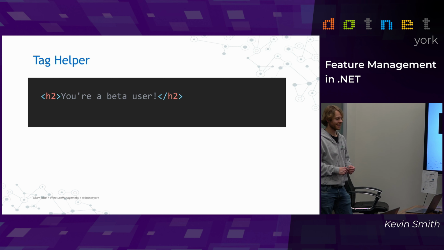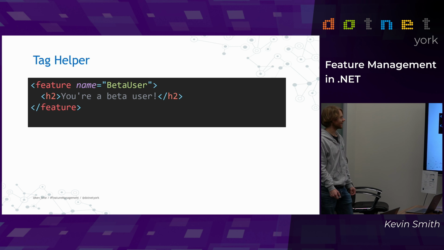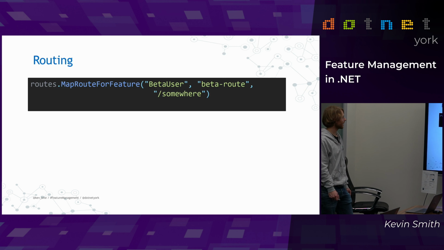Also there's tag helpers. So if you're using Razor and you write some server-side rendering stuff, you can just wrap it in a tag helper, and this one's called feature, and you just give it the name of the feature you want to toggle it based on. You can do routing based on it as well, so that's very similar. You get the idea, nice and easy. You can map the route for a feature, and you can say if there's a beta user, then they're allowed to go to slash somewhere.